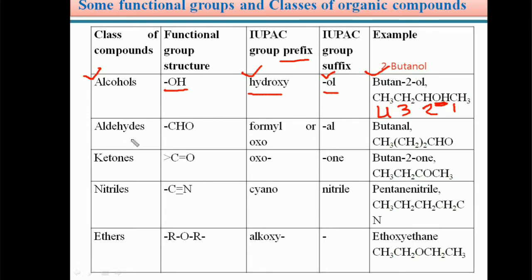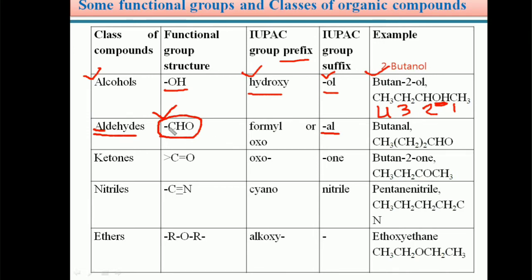Next class of compound is aldehydes. The main functional group structure of aldehydes is CHO. Students, whenever an organic compound has a CHO group in its structure, the functional group is aldehyde. If this aldehyde is the principal functional group, then we use the suffix AL. The first two letters in aldehyde are AL. So AL is the suffix in case of the CHO group, aldehyde as the principal functional group.